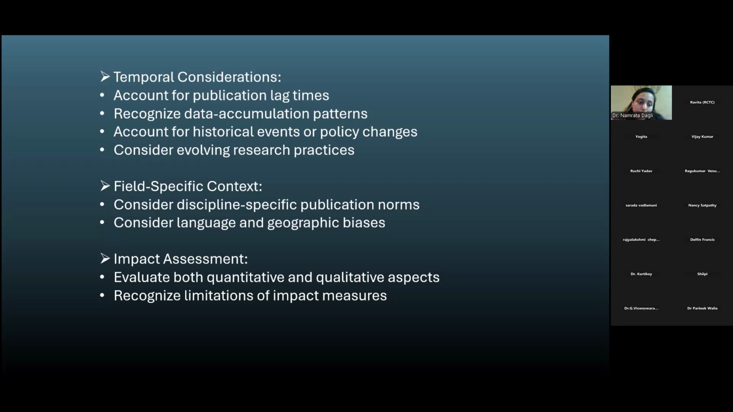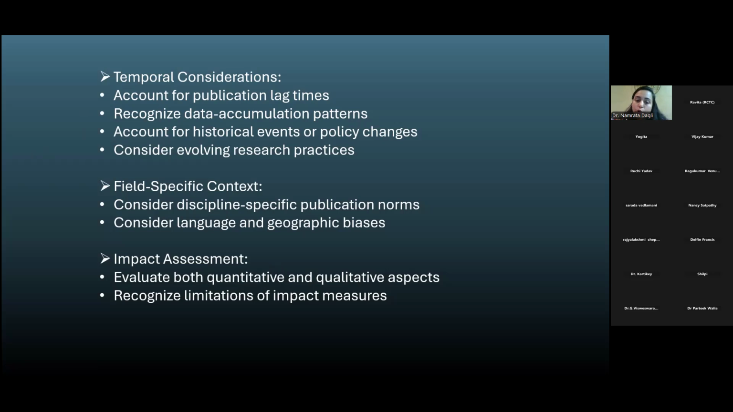Impact assessment should evaluate both quantitative and qualitative aspects. Not only how many times something has been cited, but which theme is more cited. We should also focus on that when we interpret our results.